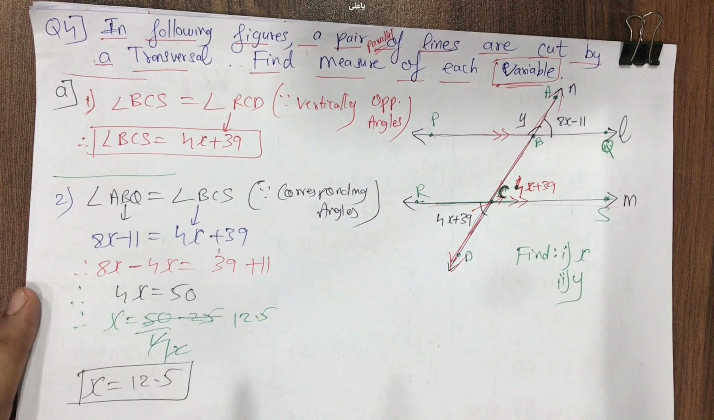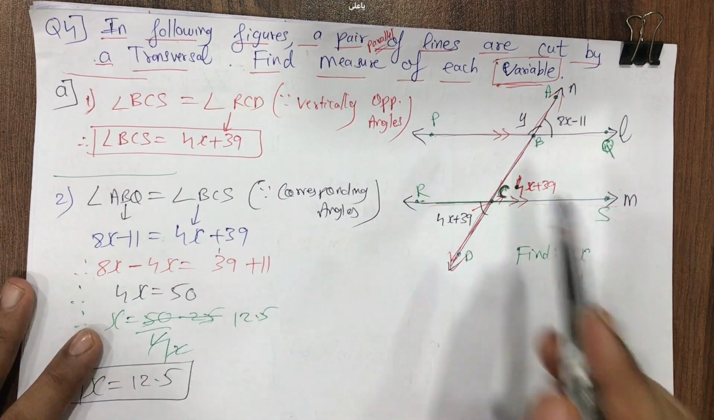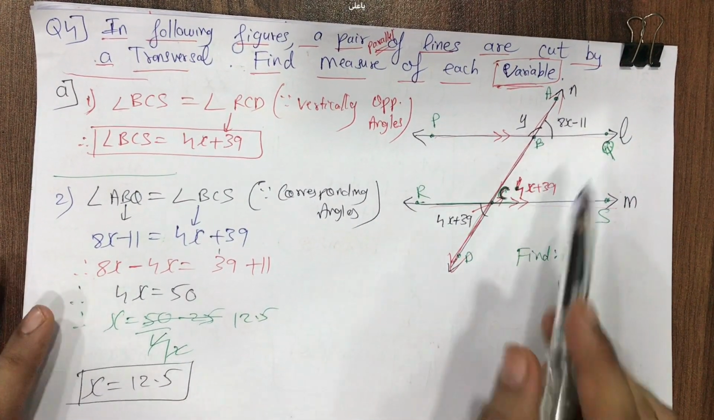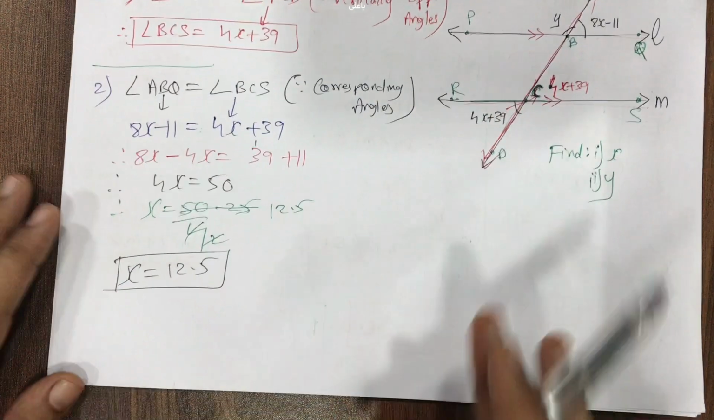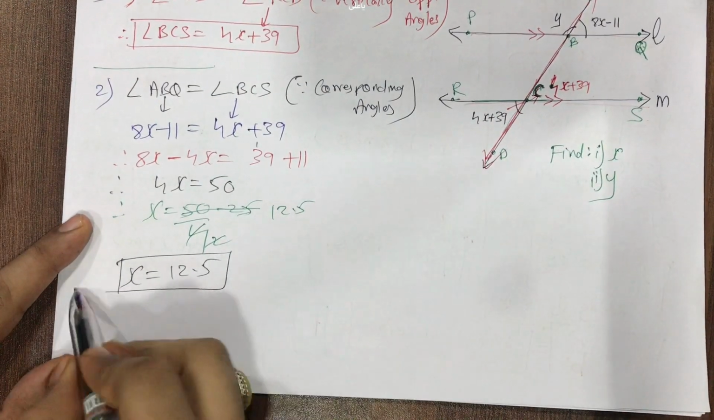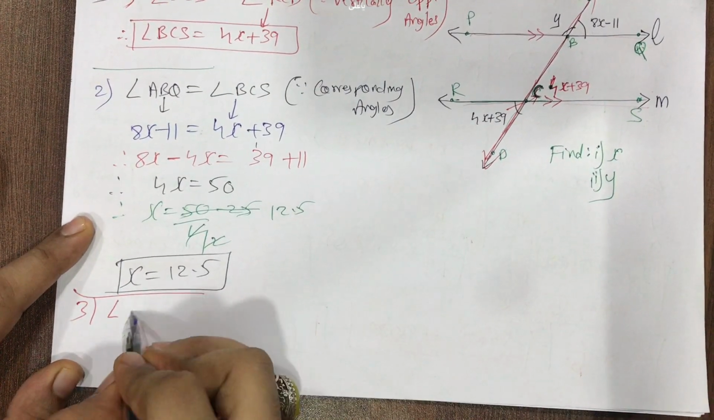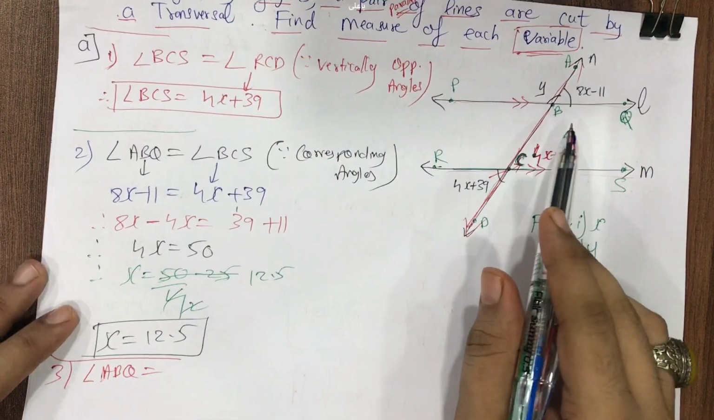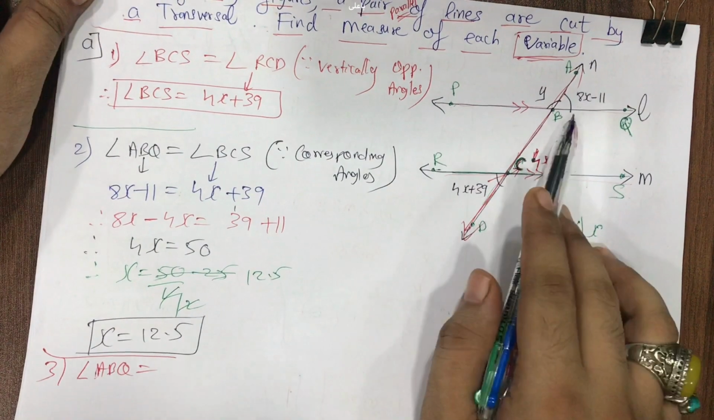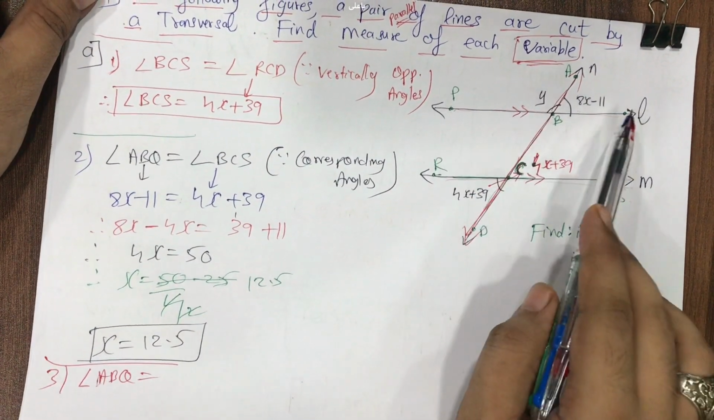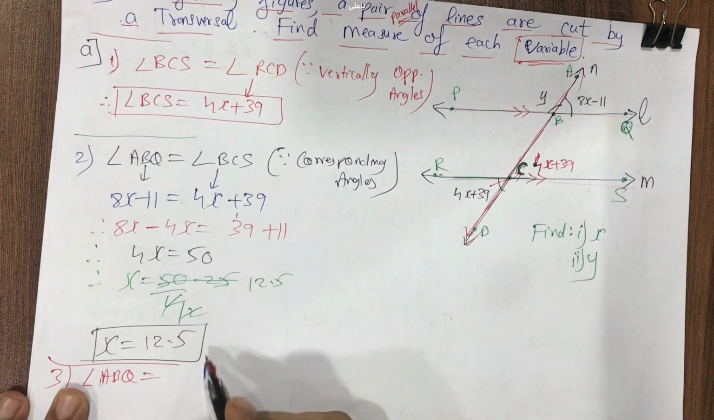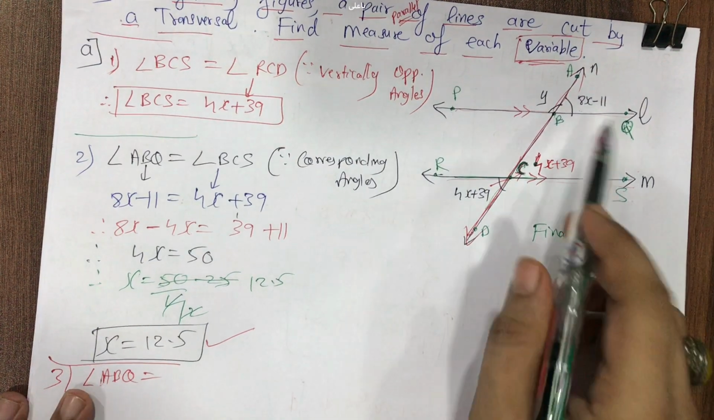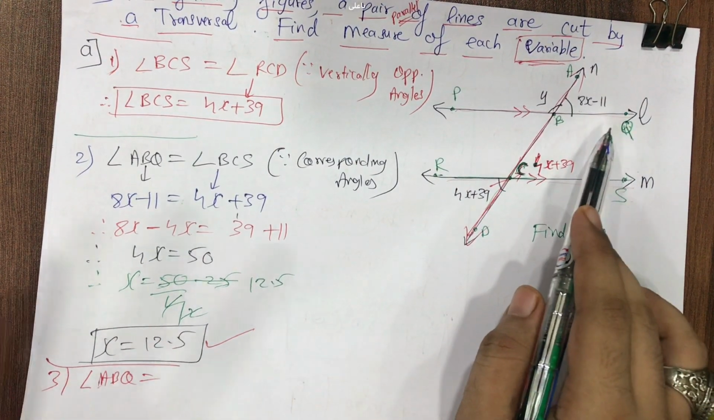I finished with this part. Now, can I find the value of this angle ABQ? Yes, I can find it. Please see here. The third part of my solution: I am finding the value of angle ABQ. Why I am finding it, you will get to know. Although the value is not asked, the value of the variable was asked, and we got our answer for x. But still I am finding the value of ABQ. Why? You will get the logic.